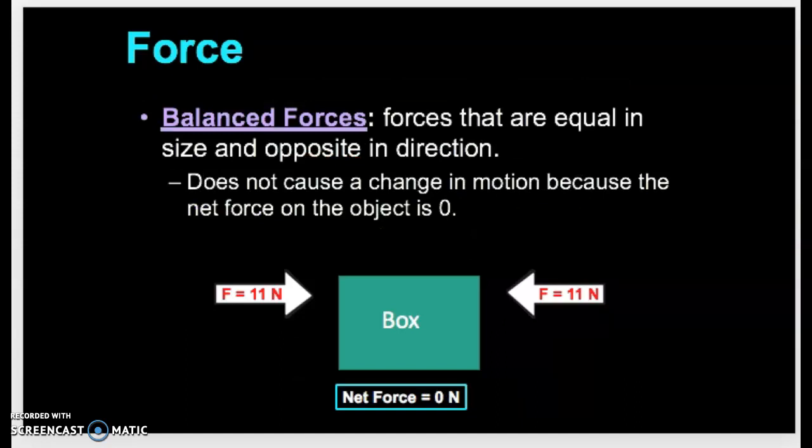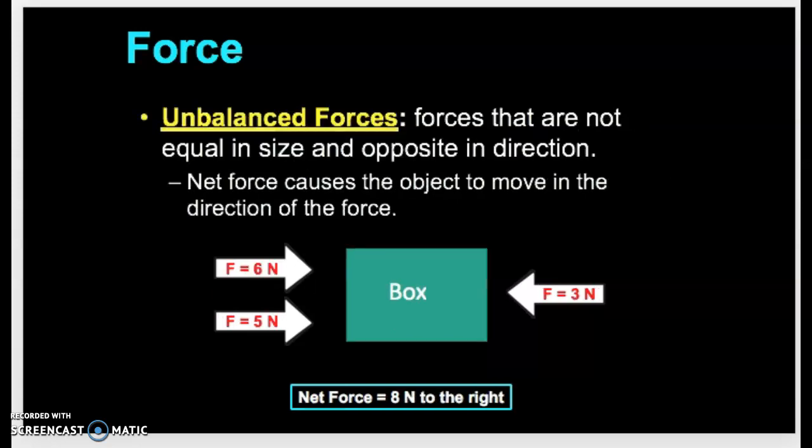All right, so balanced forces mean that the box is not going to be moving. So if person 1 and person 2 are both pushing the box with 11 newtons, the net force is going to be 0 newtons, and the box is not going to move because they're pushing in opposite directions.